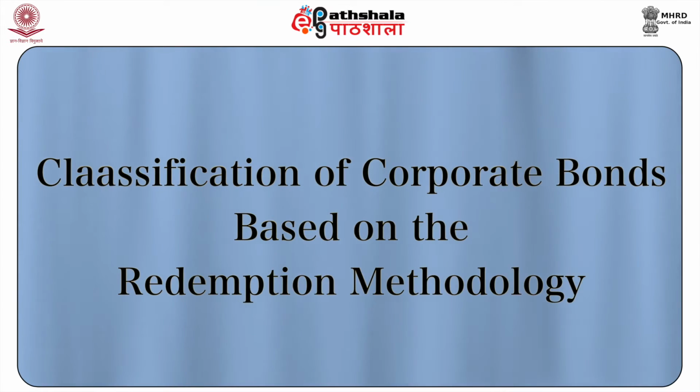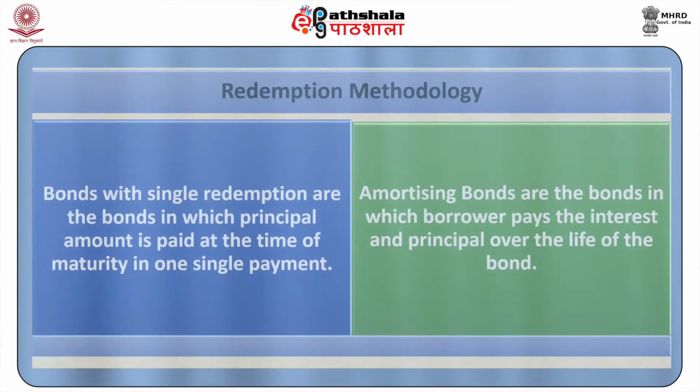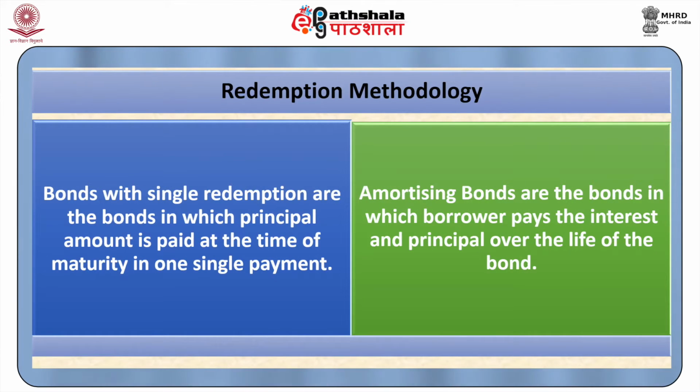Classification of corporate bonds based on the redemption methodology. Bonds with single redemption are the bonds in which principal amount is paid at the time of maturity in one single payment. Amortizing bonds are the bonds in which borrower pays the interest and principal over the life of the bond.